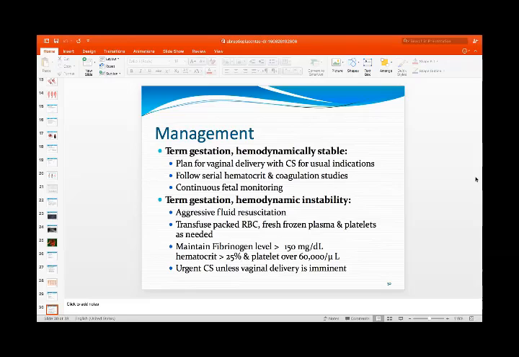If term gestational mother is hemodynamically unstable, we will rush the fluids, transfuse packed RBCs, fresh frozen plasma, or platelets as needed. Maintain the fibrinogen level more than 150 mg per deciliter, and the hematocrit should be more than 30%, and platelets more than 60 to 65. Urgent CS is needed only if there is fetal distress. Otherwise, vaginal delivery should be done.